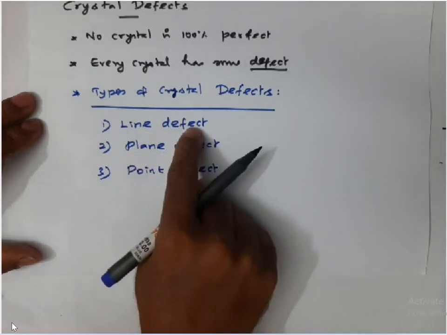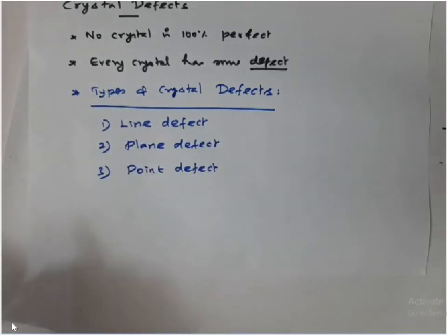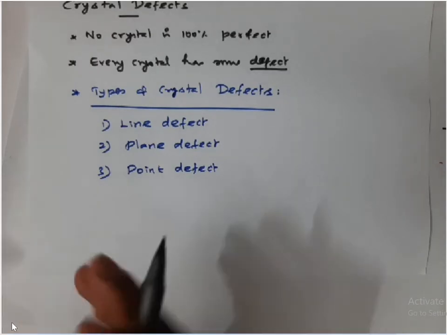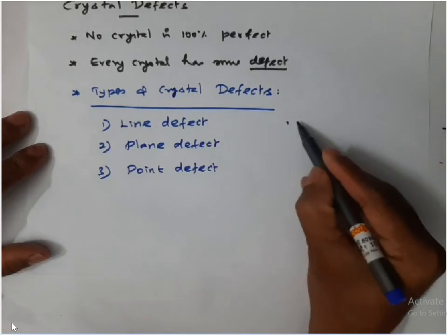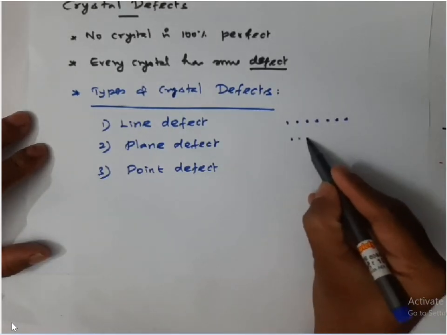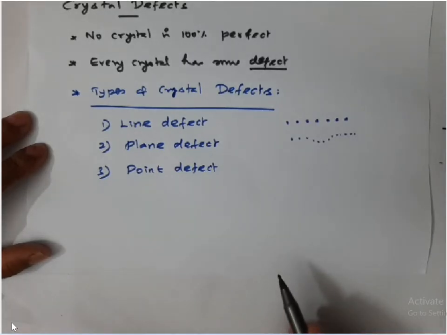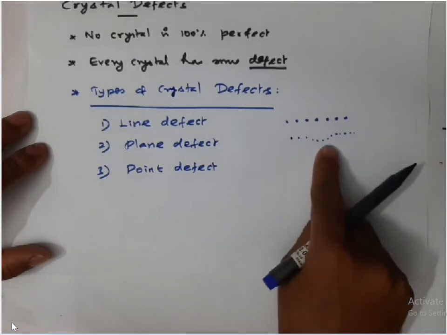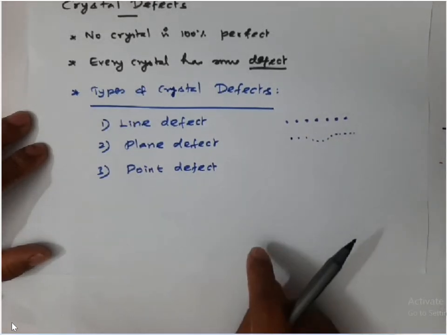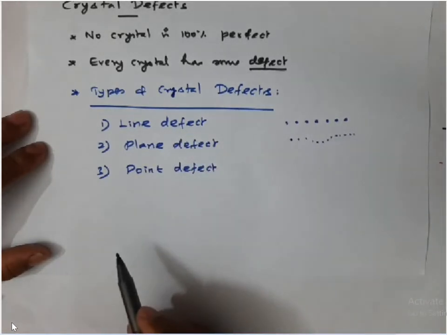Line defect means the one-dimensional arrangement of atoms or particles in a crystal. Suppose the atoms orient like this, it is called perfect arrangement. Sometimes the arrangement may go like this, it may go like this, so you may not get a perfect straight line. This type of defect is what we call line defect.